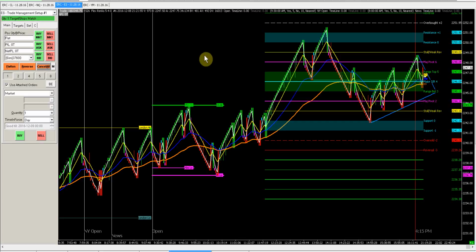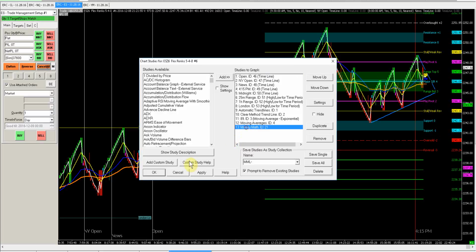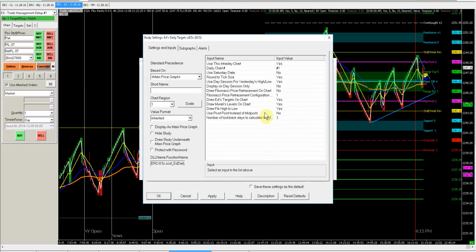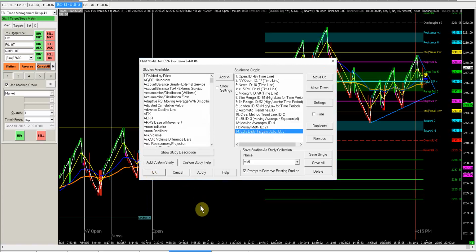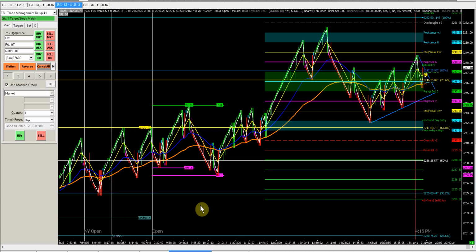I've got a study that I put together. There we are. It's my custom targets. I've got some fib extensions, or my Fibonacci price retracements configured to where I'm looking at different levels. I'll look at different levels in the market. These are all figured on midnight open.